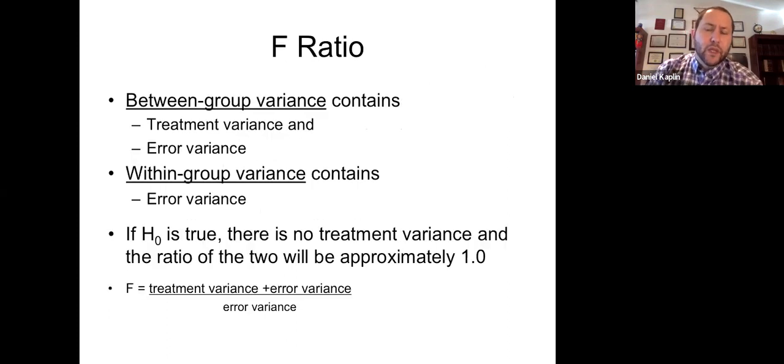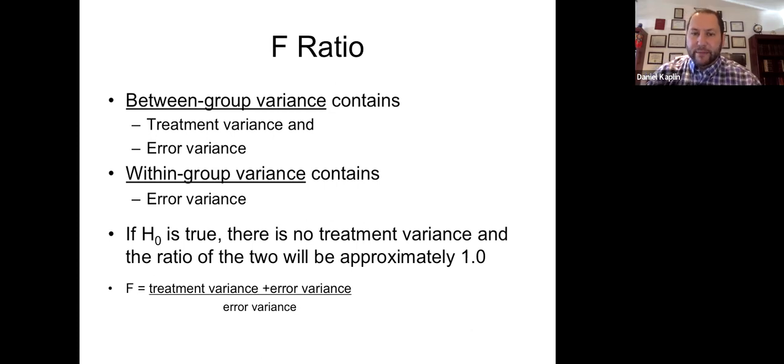So here is a breakdown. Between groups variance could be due to our treatment, or it could be due to error. But within groups variance is always error, right? So if the null hypothesis were true, there is no treatment variance, right? And the ratio of the two would be approximately 1.0.